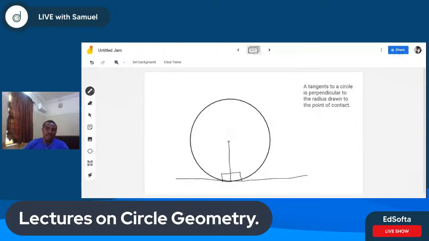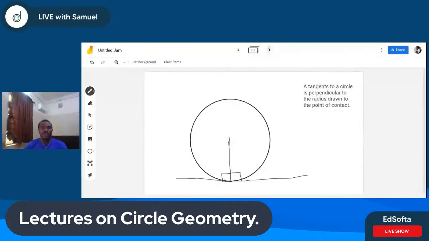Most times the line is usually called a normal to a tangent. So if you have a tangent and you have a line from the center of the circle that touches the exact point where the tangent touches the circle, the angle is always going to be 90 degrees. So it's perpendicular. Perpendicular means 90 degrees.